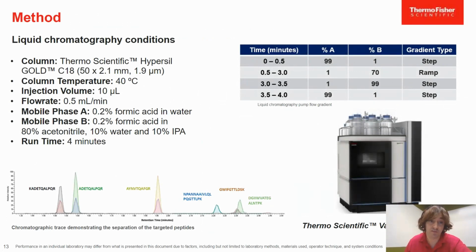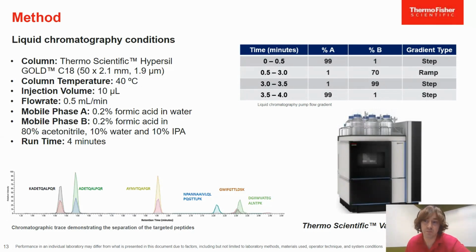I would like to go into a few details about our liquid chromatography and our mass spectrometry method now. So the liquid chromatography, LC conditions, are listed here. We used a Hypersil Gold C18 column, which is a commonly used column for peptides. And we had 10% IPA in mobile phase B, the organic phase, which was included as it allowed us to almost completely eliminate carryover between runs.